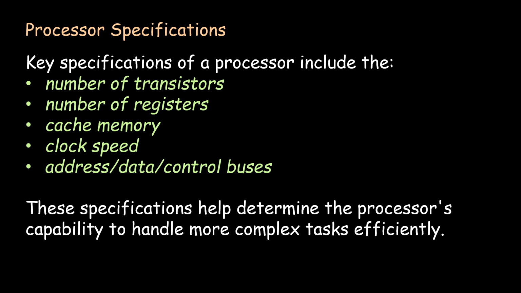The clock speed determines how fast the CPU can process instructions. A higher clock speed means faster performance. Buses carry data between parts of the computer. Wider buses can transfer more data at once, making the CPU faster. Together, these specifications help the CPU to handle complex tasks more efficiently.